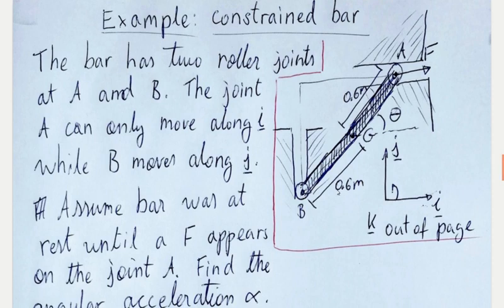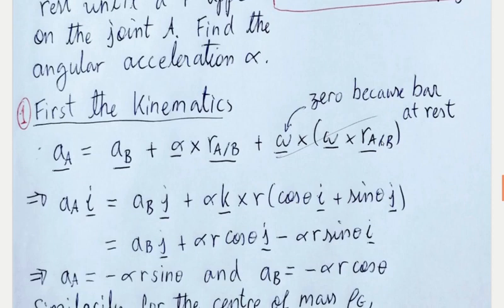I'm not using the numbers here. I've written that the halfway point is 0.6 meters, but I think it actually looks easier to use just r as the full length of the bar. So then to go from B to A, it's just r cosine theta for the i direction, r sine theta for the j direction. Okay, let's move on.